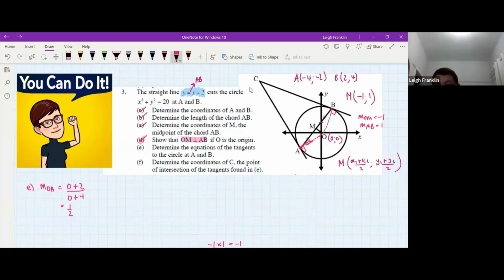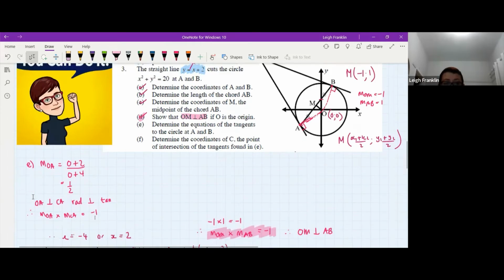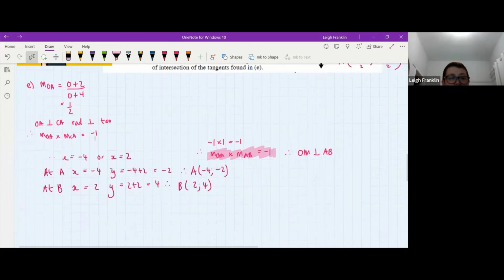OA is perpendicular to CA because every radius is perpendicular to a tangent at the point of tangent C. So that means that the gradient of OA times the gradient of CA is -1. Sorry, I just need to clear a little bit more space here now.